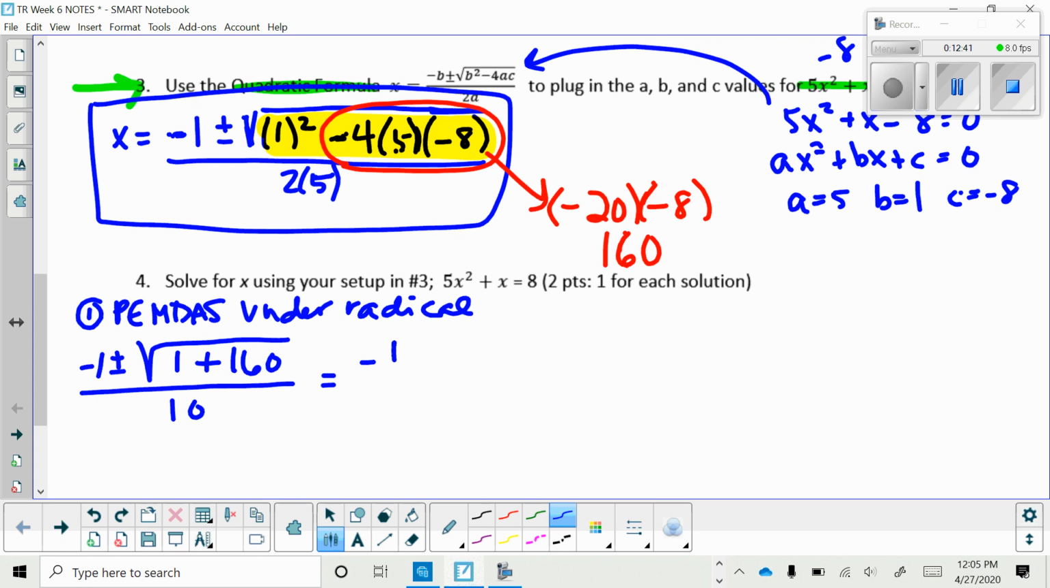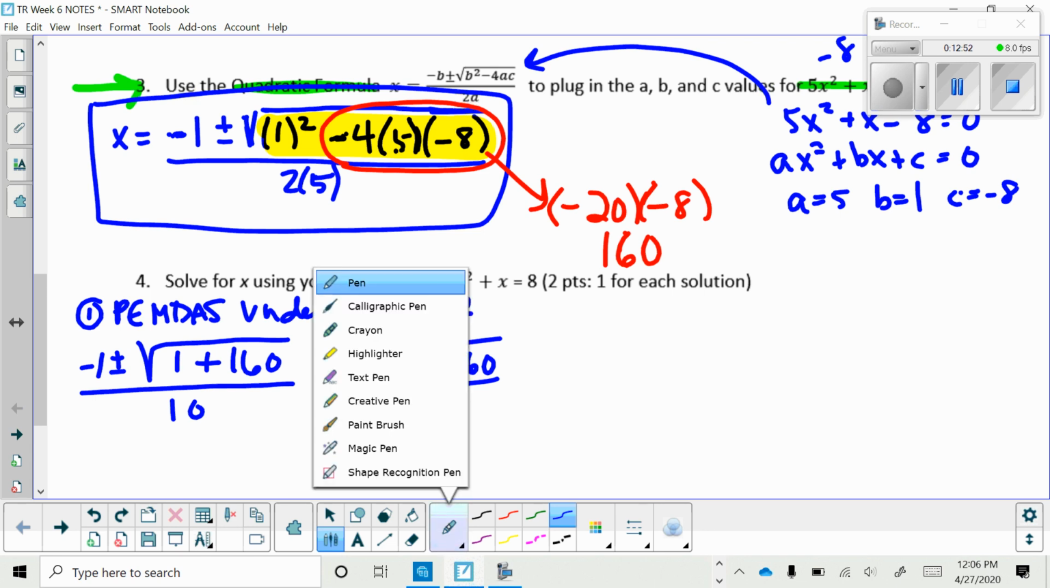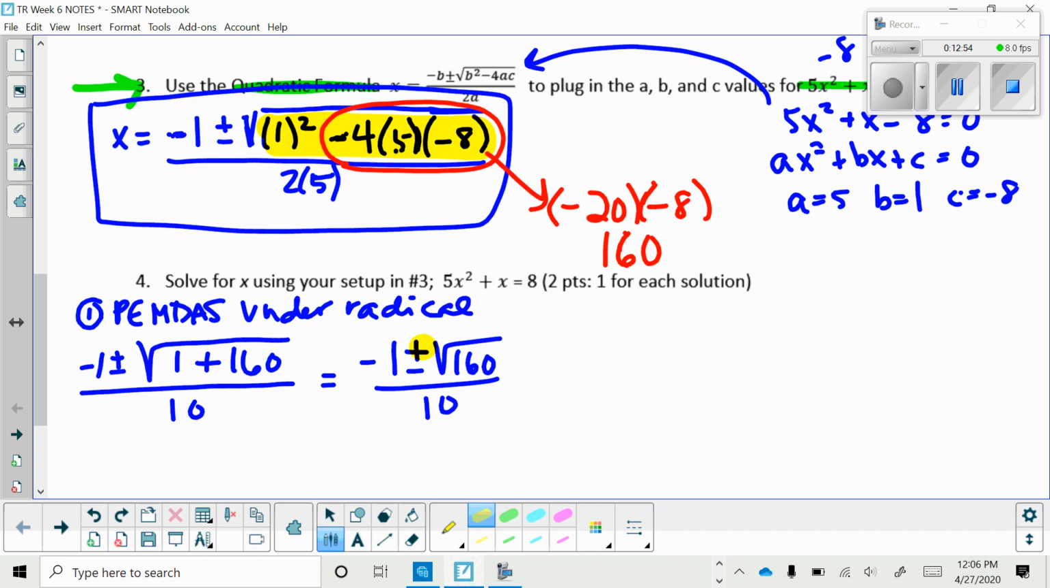So I'm going to add what's inside the radical. And from here, you can just go to your calculator. What I want you to notice, though, is there's going to be 2 answers, right? Because this is a quadratic. That means there's 2 solutions. There's a plus version of this answer, negative 1 plus the square root of 160. Which, by the way, if you go to your calculator and you do the square root of 160, you'll get approximately 12.7.